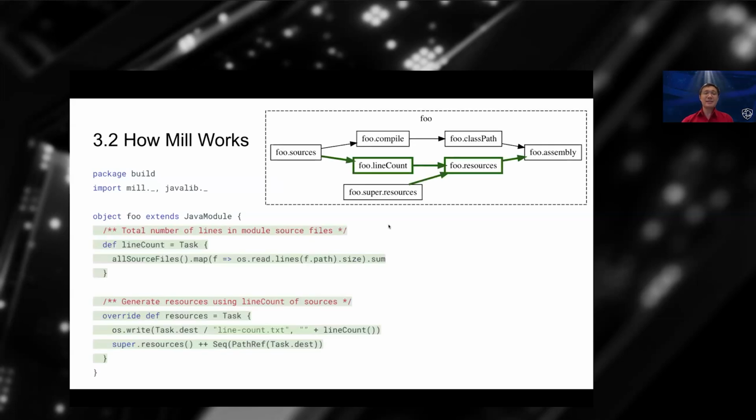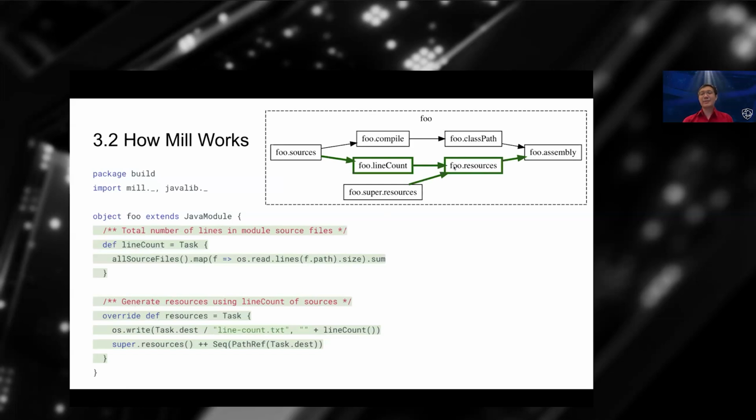When you start doing custom stuff in your Mill build, for example, defining your line count, depending on all source files, and defining resources, overriding the previous resources, calling your line count, but also calling super resources, this adds methods to your object, just like any other method definitions with overrides and supers does. Like you already know how override and super work, so this behaves exactly like that.